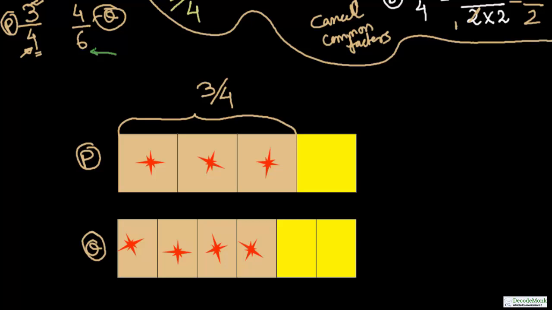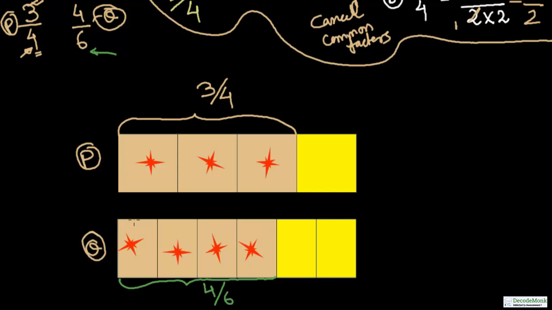And for the rectangle Q, the denominator has got 6. Therefore 6 represents the total number of parts. Therefore the rectangle is divided into 6 equal parts, 1, 2, 3, 4, 5, 6, and 4 parts are having stars. So this portion represents 4 parts out of 6 parts.